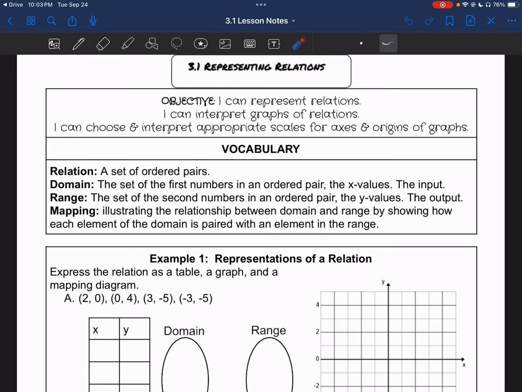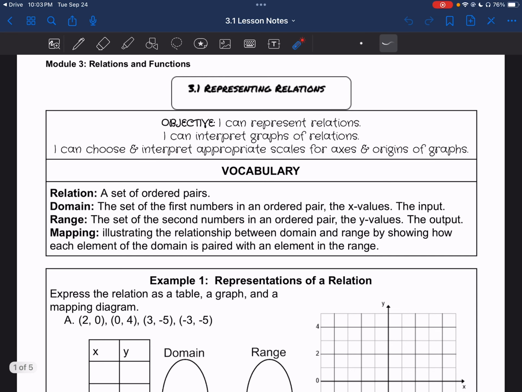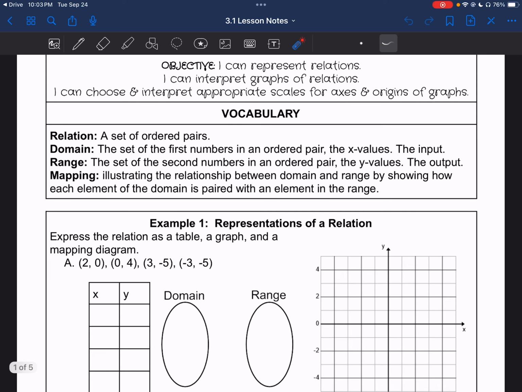Hello and welcome to Module 3.1, Representing Relations. This is our first module in Module 3, which is Relations and Functions. Our objective for today is that I can represent relations, I can interpret graphs of relations, and I can choose and interpret appropriate scales for axes and origins of graphs.